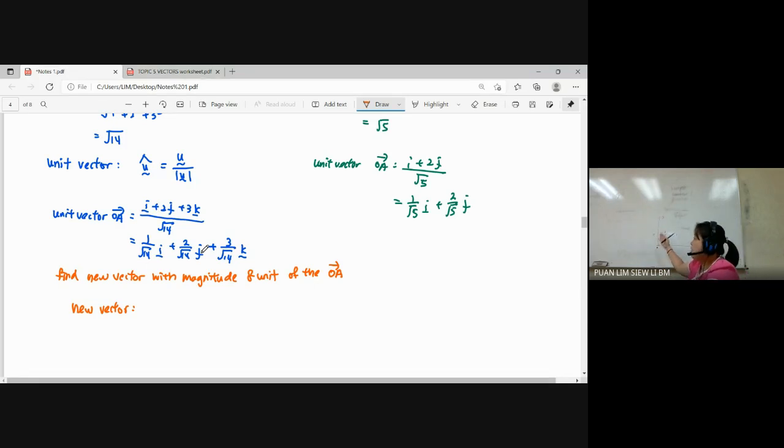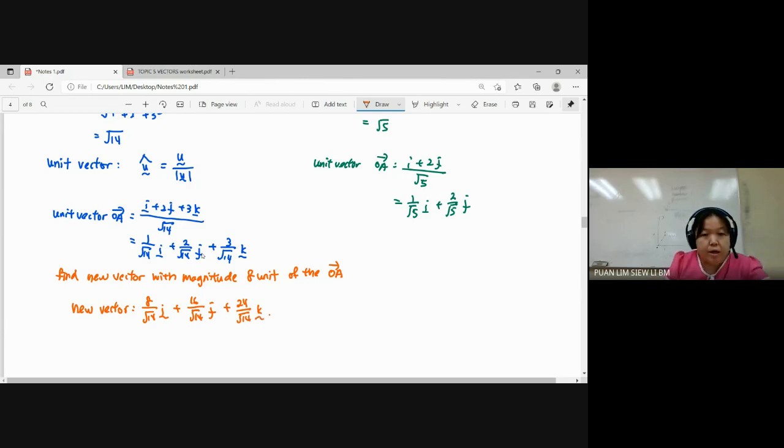So 8 unit means kita akan ke depan lagi. So ambil seunit di sini, kita darab. Bila kita darab, kita dapatlah 8 unit dalam direction OA. So maksudnya you punya new vector berada di depan lagi sini. So your new vector, bila kita darab, dia jadi 8 over square root 14i, then 16 over 14j, then 24 over square root 14k. So macam ni lah.